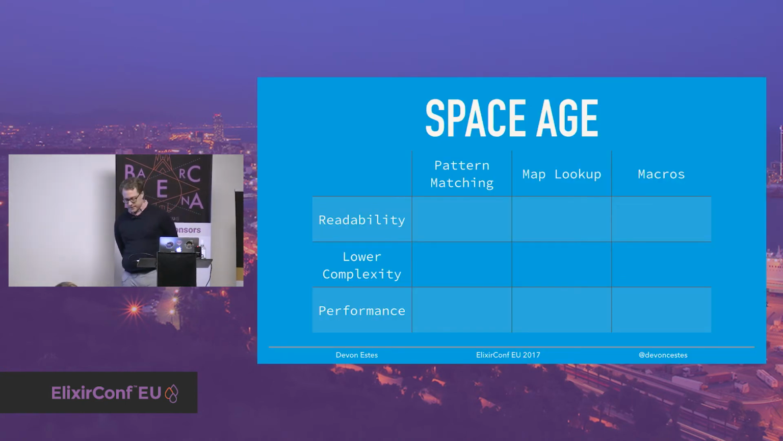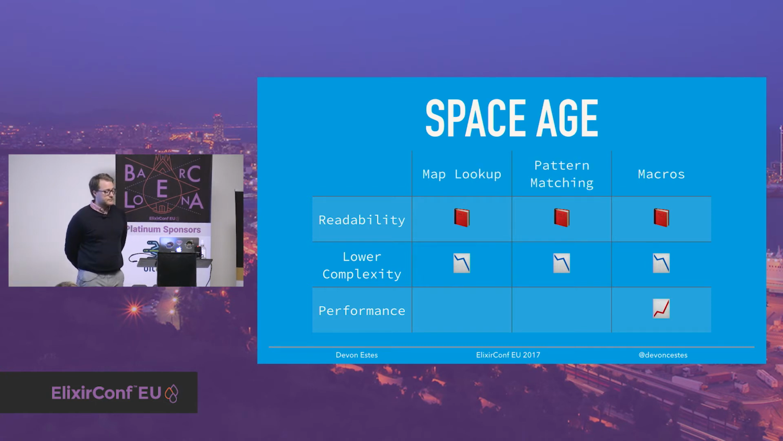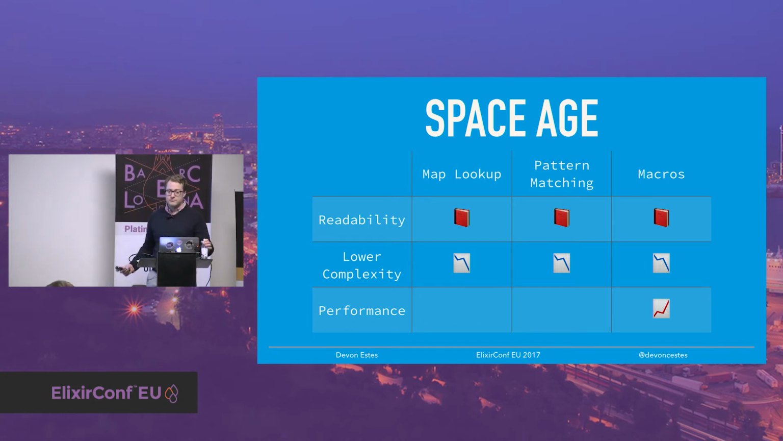So let's look at our chart. For readability, I think they're all about the same. It's a very simple algorithm. It's a very readable and understandable thing. Complexity, again, it's just about the same, but the difference here is in performance. That macro version is significantly faster, with no other real trade-offs. So this is a rare case of where something is just better, in my opinion.